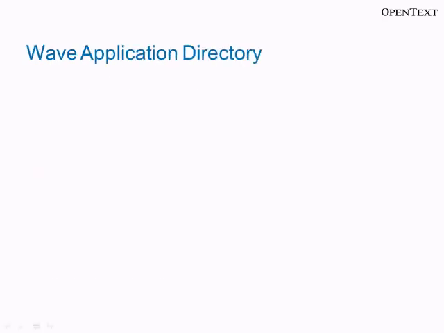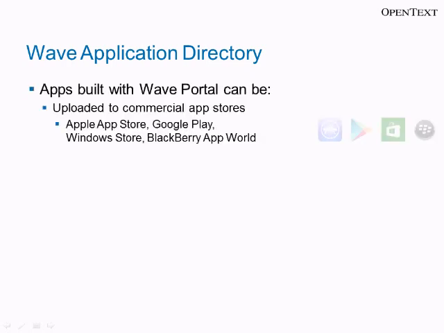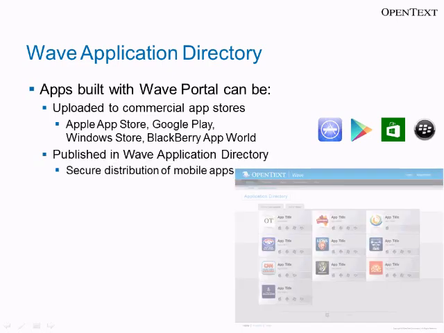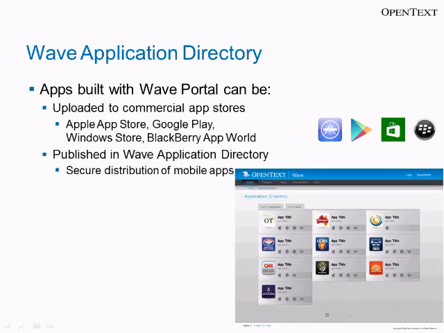So the Wave application directory is an integral part of the portal. Any apps that are built with Wave Portal, you can download them and publish them to the app stores, all the ones that we support. Alternatively, you can just leave them in the Wave app directory. That allows you to securely distribute the mobile apps within a known environment, among your users, for example, rather than going out to the public.